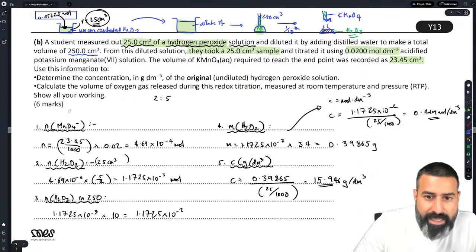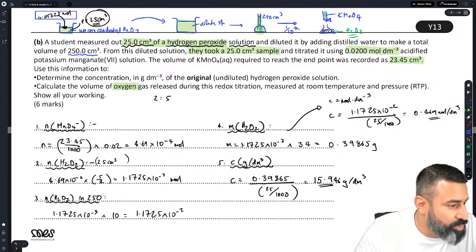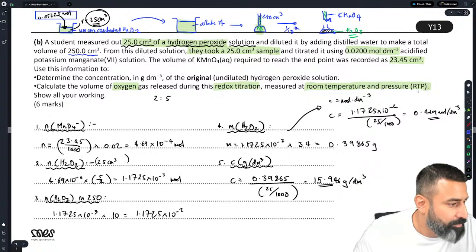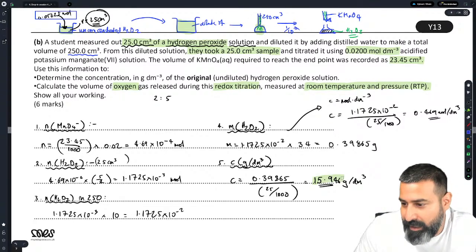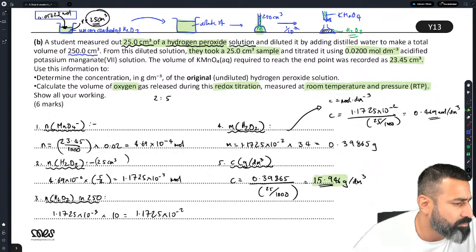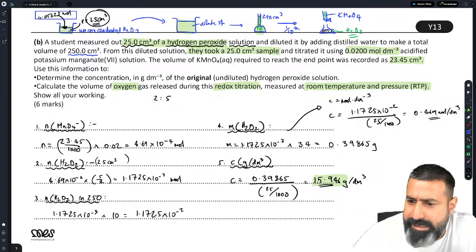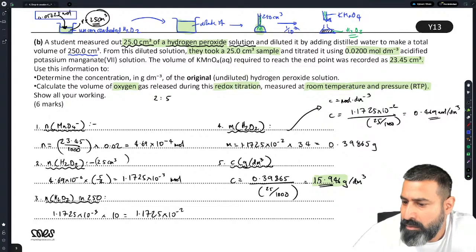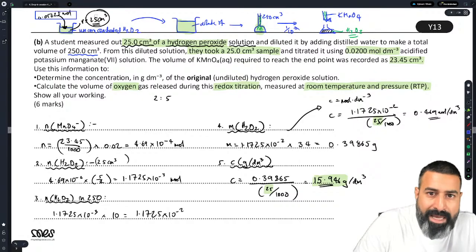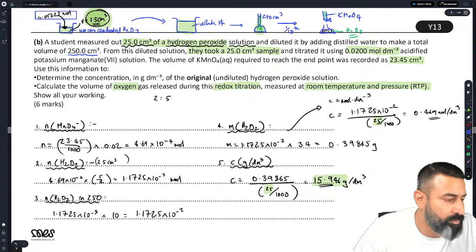Okay, so next I need to work out the volume of oxygen gas released during this redox, measured at room temperature and pressure. Okay, cool. So how do we work this bit out? You can just divide that by the MR to get the moles per decimeter cubed as well. Absolutely. Where does it say 250, Chloe? In all of the working, I don't think it does. I think it says 25. So we're looking at the undiluted concentration in that step. Okay, no worries.